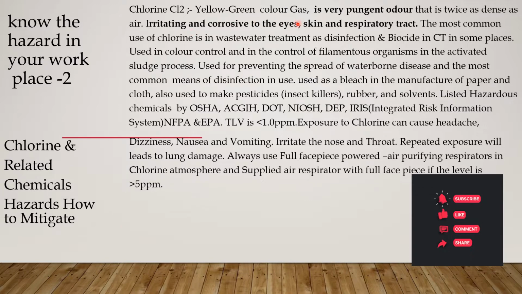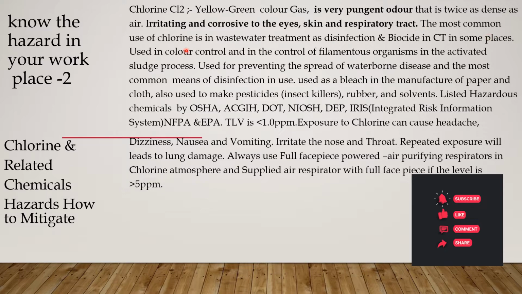Chlorine is a yellow colored gas. It is very pungent in odor and twice as dense as air. It is very dense and yellowish in color. It is highly irritating and corrosive to the eye, skin and respiratory tract.